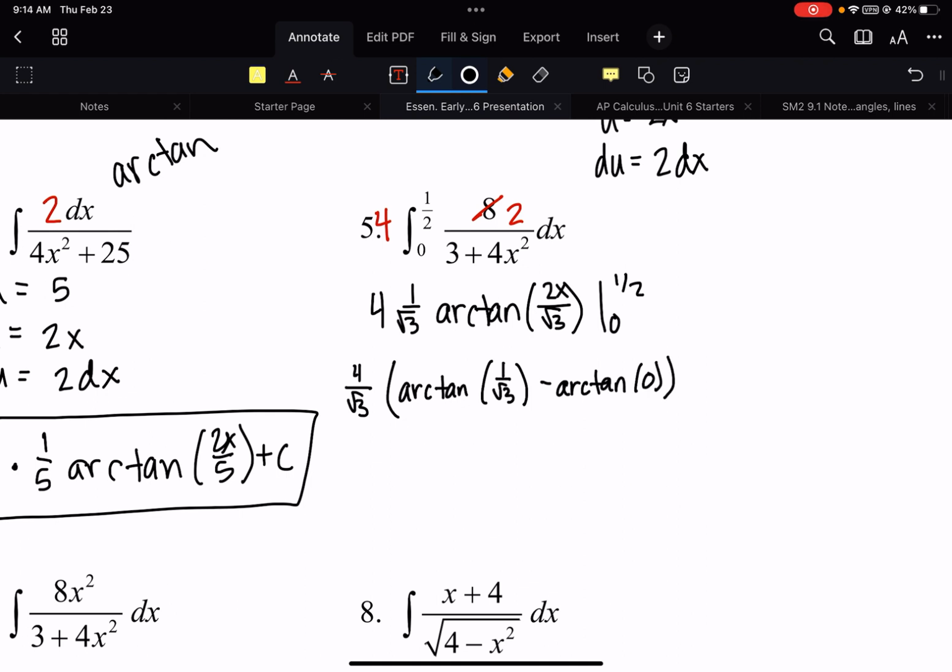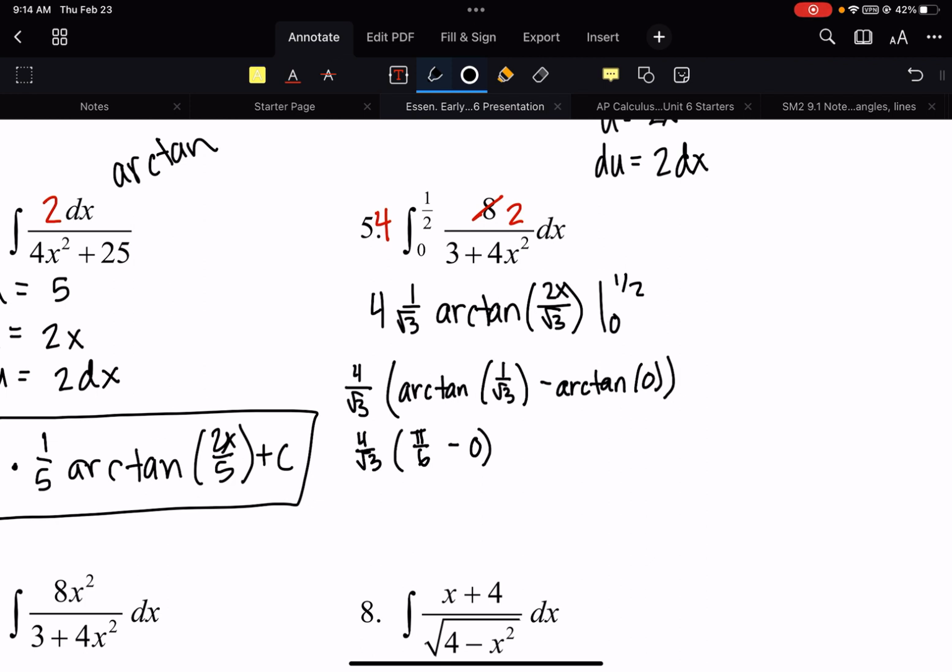And now we're going to test to make sure that we remember how to find the arctangent of things. So that 4 over root 3 is just going to stay constant in the front. So I need to figure out where on my unit circle does the arctangent equal 1 over root 3. That would be places where the sine is 1/2 and the cosine is root 3 over 2. So that would be pi over 6. And then the arctangent is 0 wherever the sine is 0. So that would be at 0.